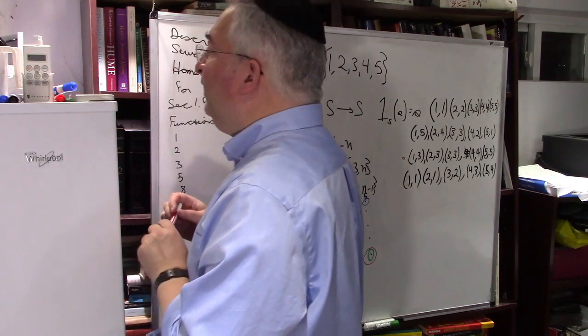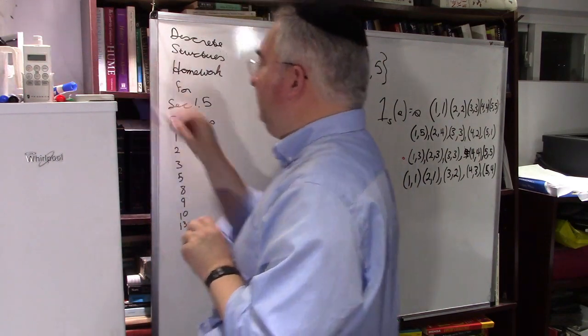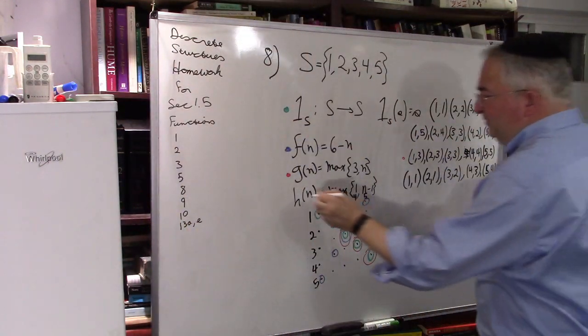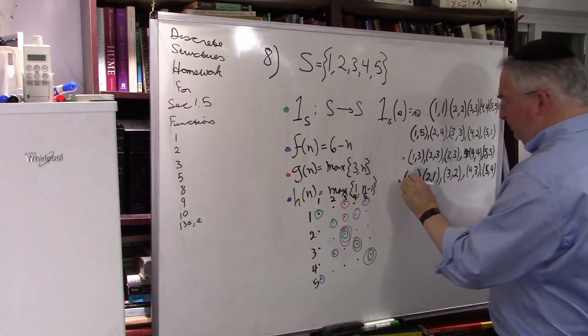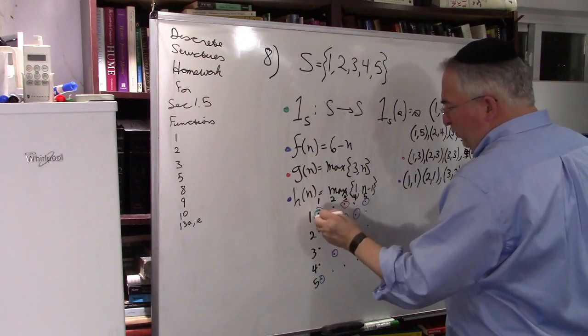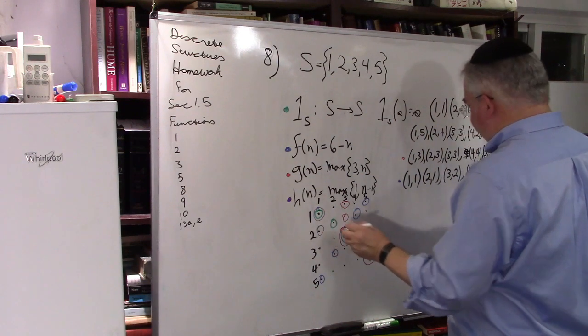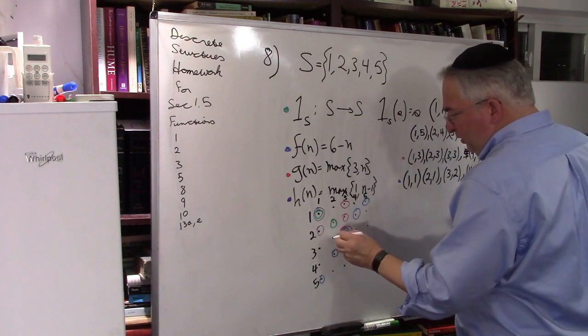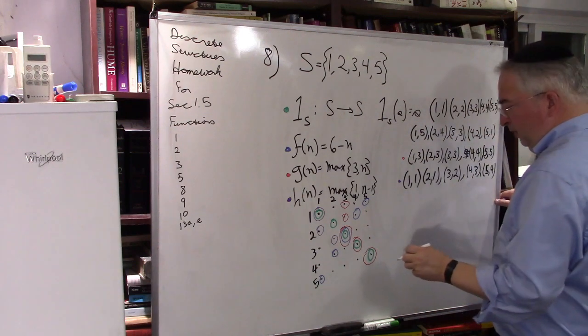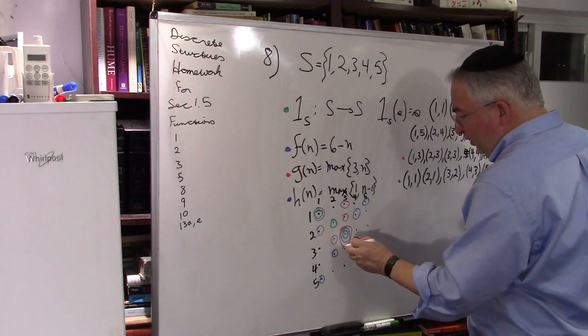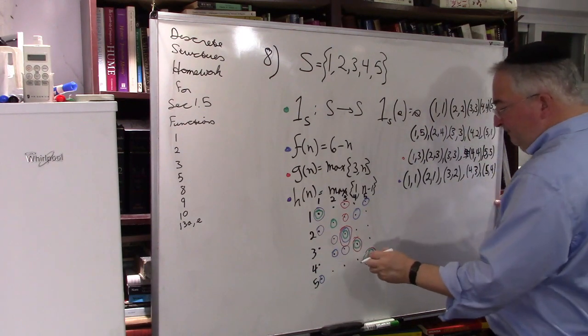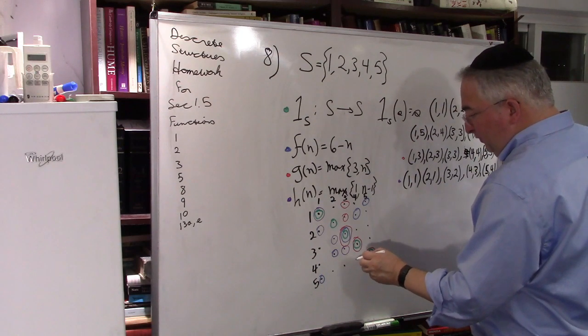Not really. Purple. We got purple. Okay, so this is purple. So let's see. 1, 1, 2, 1, 3, 2, 4, 3, 5, 4.